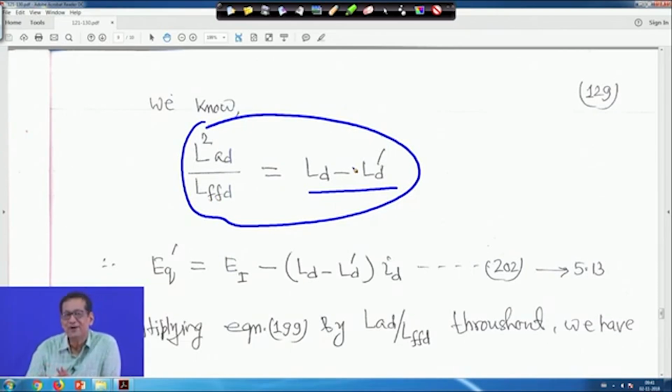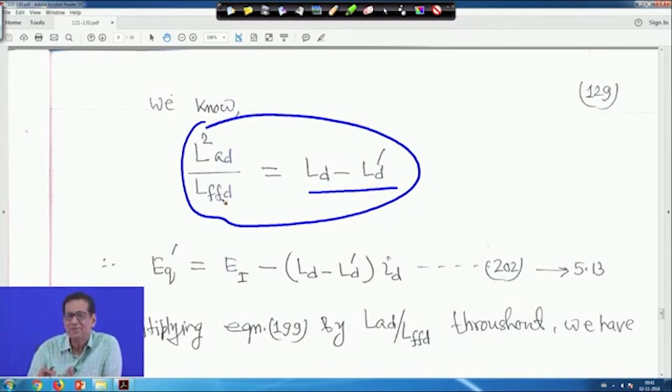Otherwise the continuity of this topic will be lost, right. That is why L_AD squared upon L_FFD is L_D minus L_D dash, like X_D double dash, X_D dash: the subtransient, transient and steady state reactances, right. So it can be proved that L_D minus L_D dash is L_AD squared upon L_FFD.